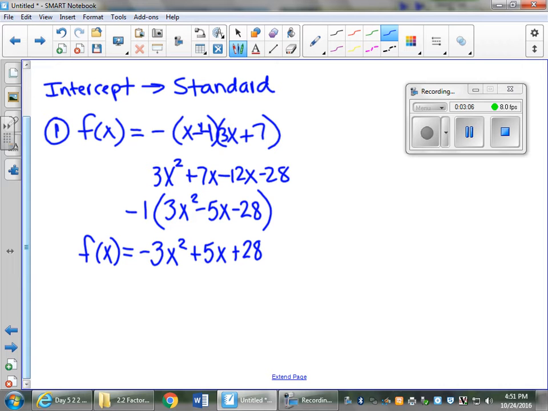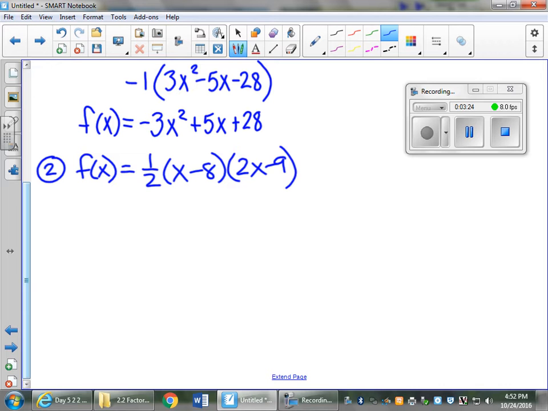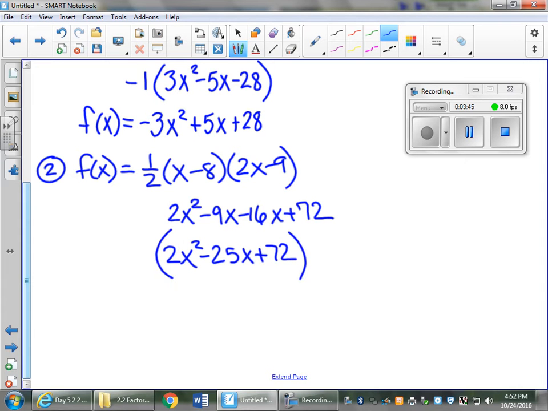So I'm going to have you guys try one of those on your own. It's going to be a little more challenging because the a value is going to be a fraction, but I still want you to try it. So when I'm done writing, go ahead and hit pause, try it, and then check your work with my work. So I'm going to distribute the x minus 8 factor to the 2x minus 9 factor. Combine like terms. Put it back in parentheses and distribute my 1/2.